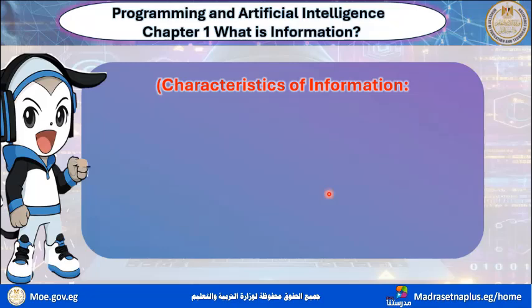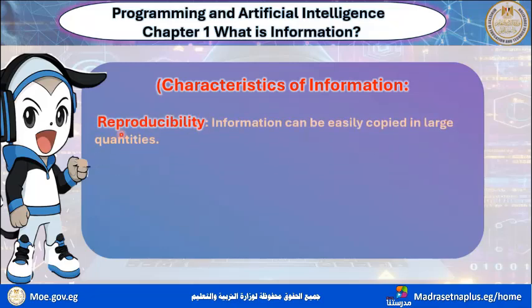Now, continue with the characteristics of information. We have reproducibility. Well, what does it mean, reproducibility? The information can be easily copied in large quantities. So if I have an image or a photo, I can copy it many times and send it to different people all over the world.